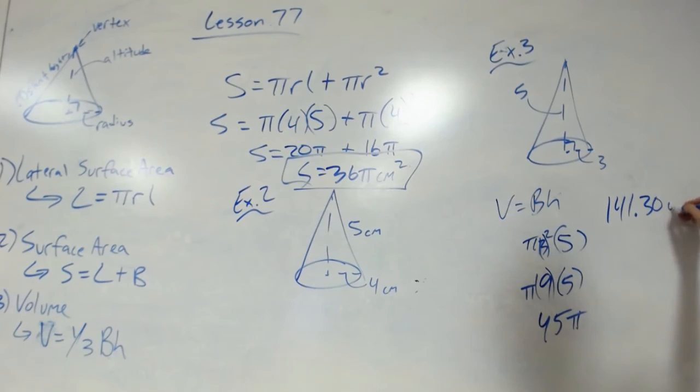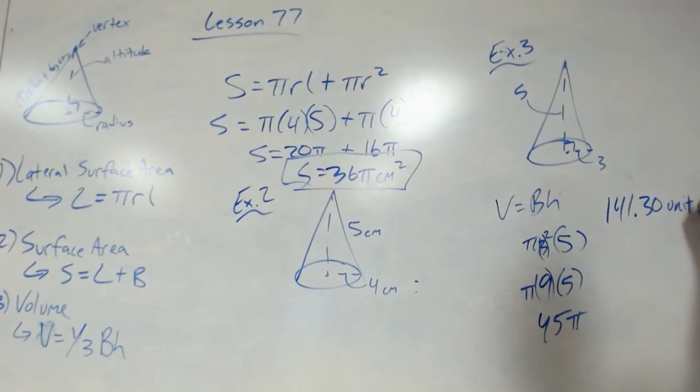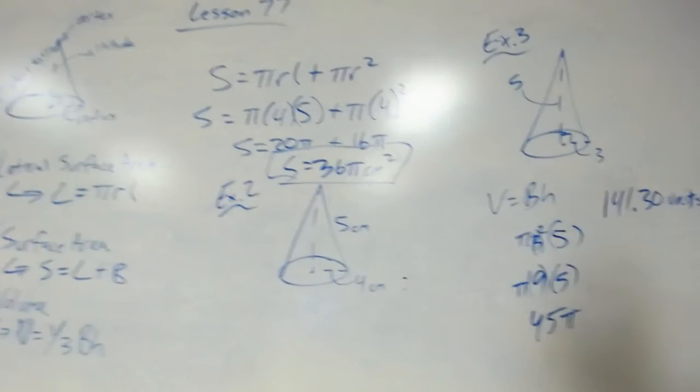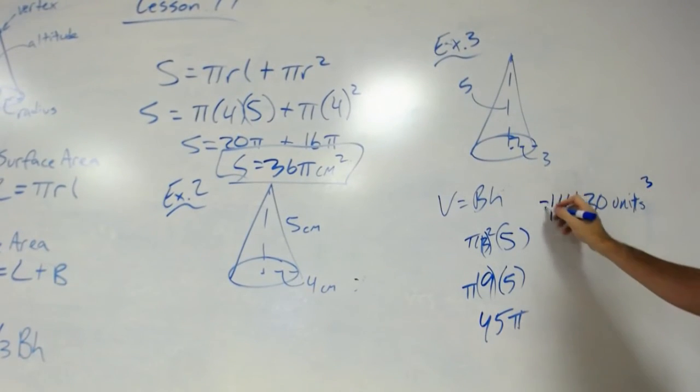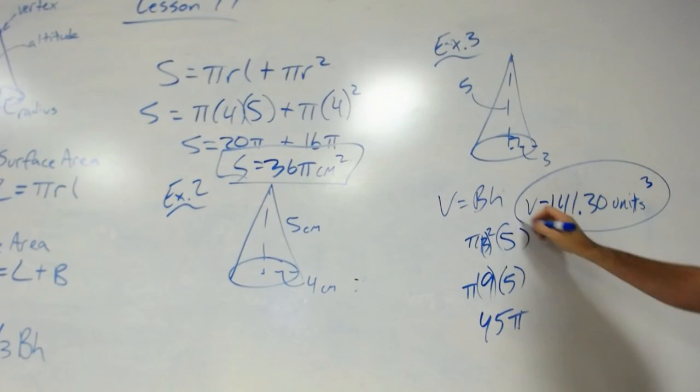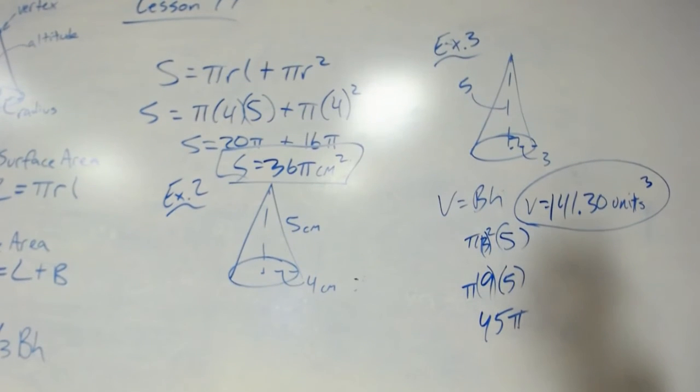And I believe it didn't give any units. Now since it's volume, you actually do units cubed. Units cubed, so that would be your volume. And that is how you do lateral and surface area and volume of cones.